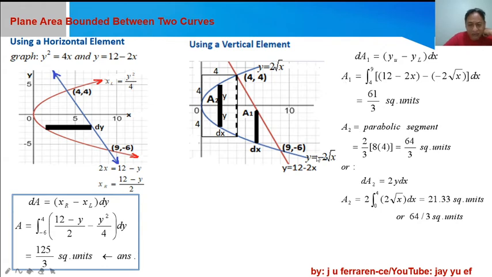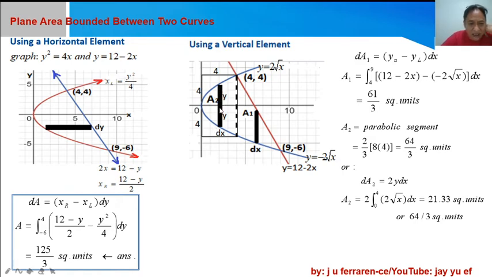So you can add the 2 to get the total area. Or another way of solving for the area A2 is by integration. If the formula for the parabolic segment is somewhat forgotten, we can also do the integration.